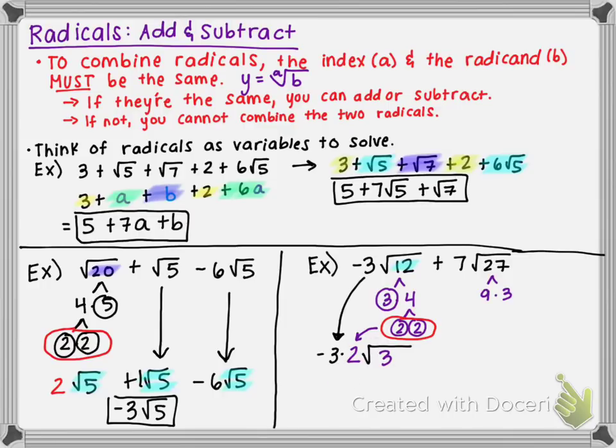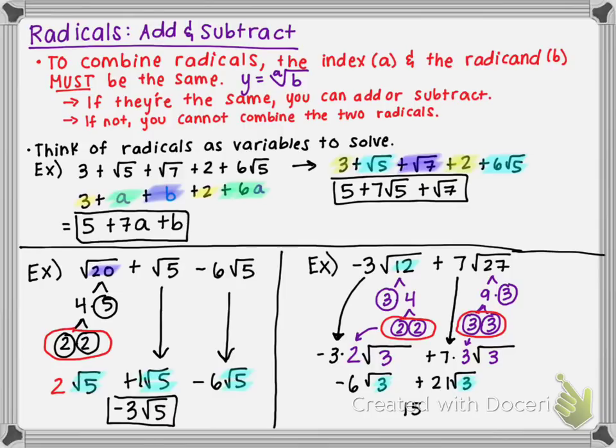And then 27 can be broken down into 9 times 3. I'm going to circle the 3 because I'm done with that. And then 9 I can break down into 3 times 3. The index here is 2, so I can circle the pair of 3's there. I'm going to bring one of them out and leave the extra 3 on the inside here. And then I'm going to bring that 7 down and multiply. So on the left-hand side, I have negative 6 square root 3 plus 21 square root 3. They both have a radicand of 3, so I can say negative 6 plus 21, which is a positive 15, square root 3. And that's my final answer.